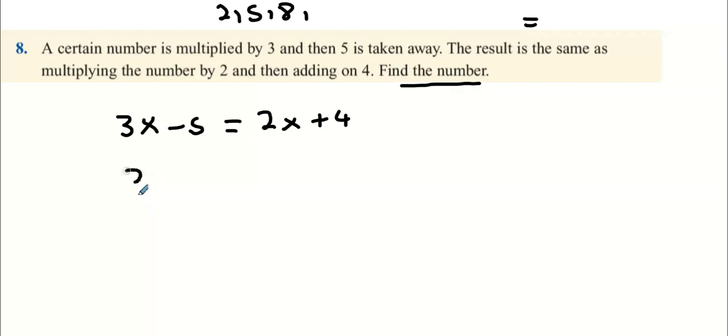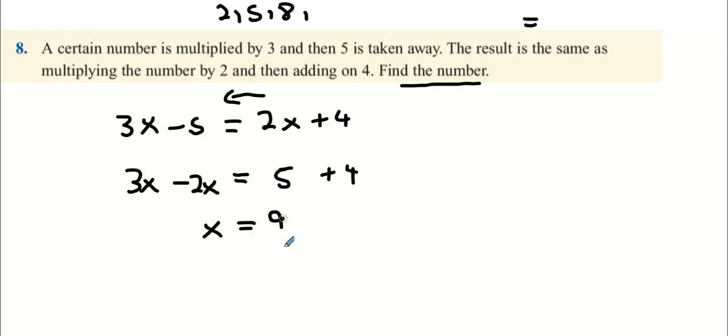So we get our 3x, and we bring the 2x from the right to the left to become minus 2x. We have a minus 5 on the left, which needs to go to the right to become plus 5. 3x take away 2x is x. We find out that x equals 9. Is that okay with you guys? So x equals 9. Okay.